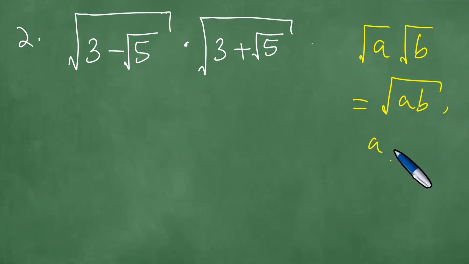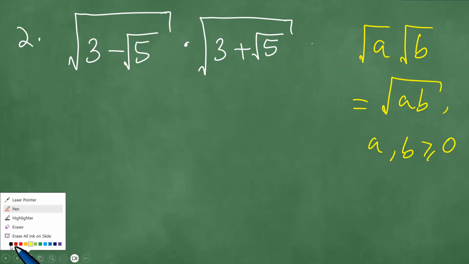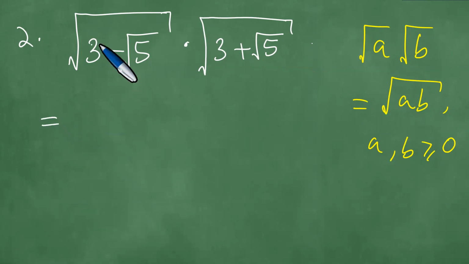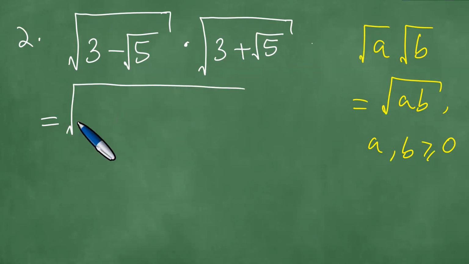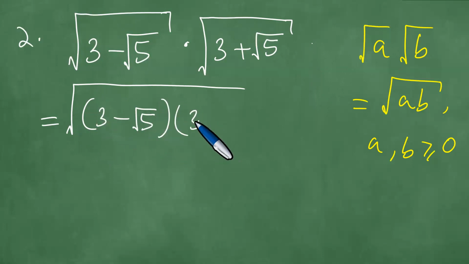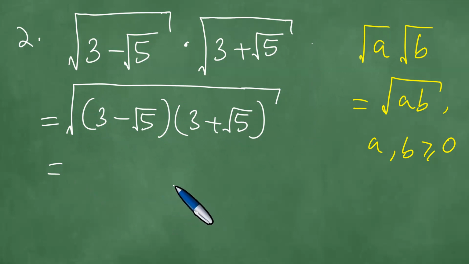Generally this is true when A and B are greater than or equal to 0. So at this point, you can check here that 3 minus square root of 5 itself is positive. So you're going to take one big square root and multiply everything underneath the square root. So you multiply like so. When you get to this point, you put one big square root.